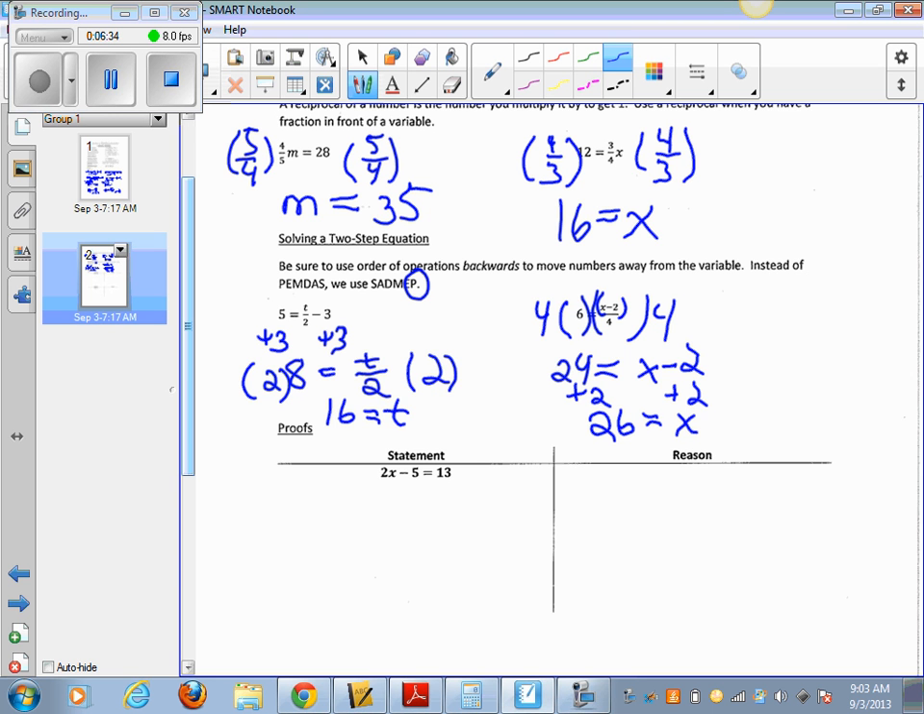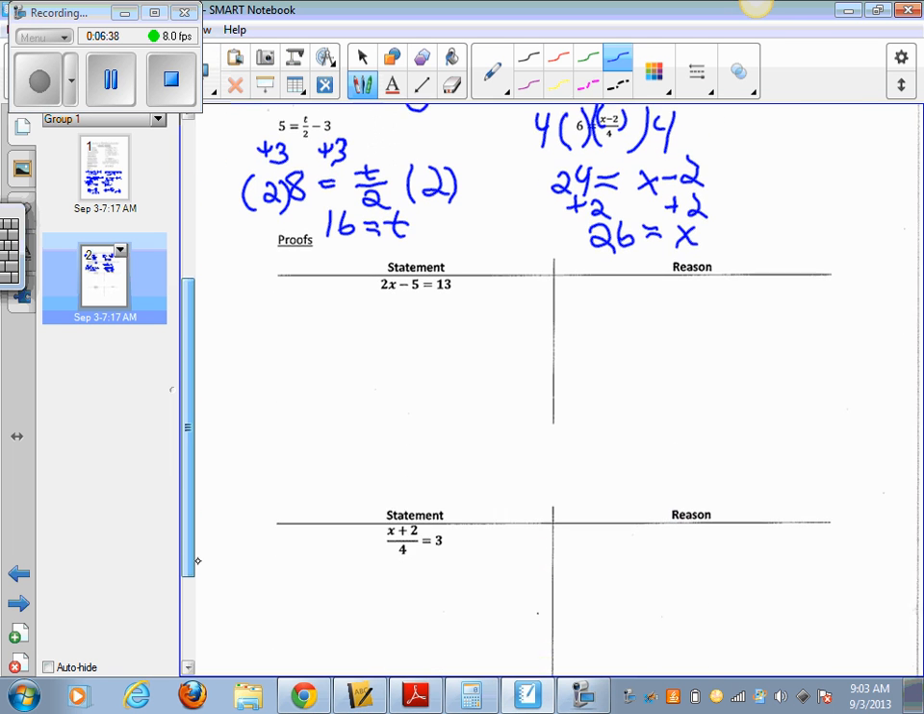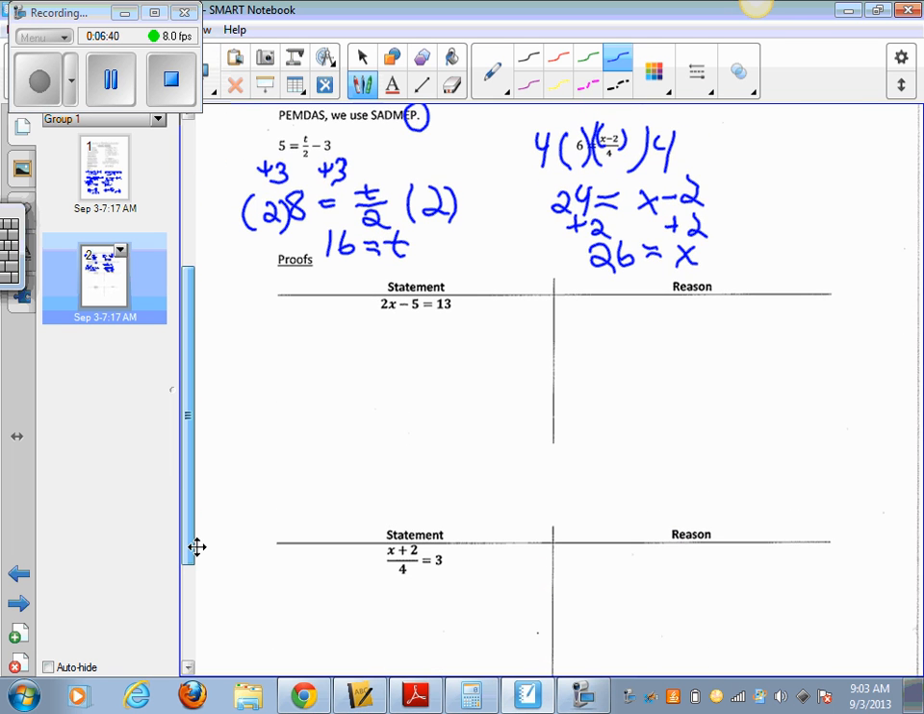Now to get x by itself, we're just going to add 2 to both sides, and we get 26 equals x. And for the proofs, I'm going to make that a separate video because it's a little bit more difficult and you might want to come back to it on its own. So stay tuned.